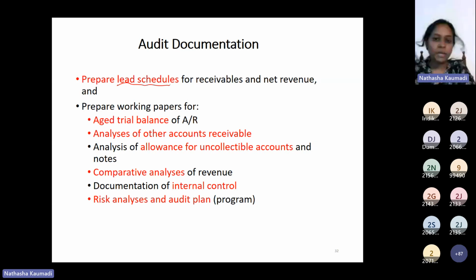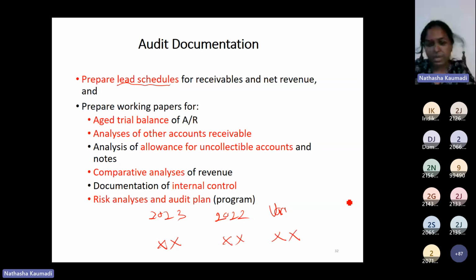Most of the time, this year balance and the last year balance and then the variance. So as an example, 2023 balance and then 2022 balance, variance. So you deduct 2022 balance from 2023 balance and get the variance, and sometimes variance as a percentage. So trade receivables and revenue also the same. Revenue lead schedule should be there.